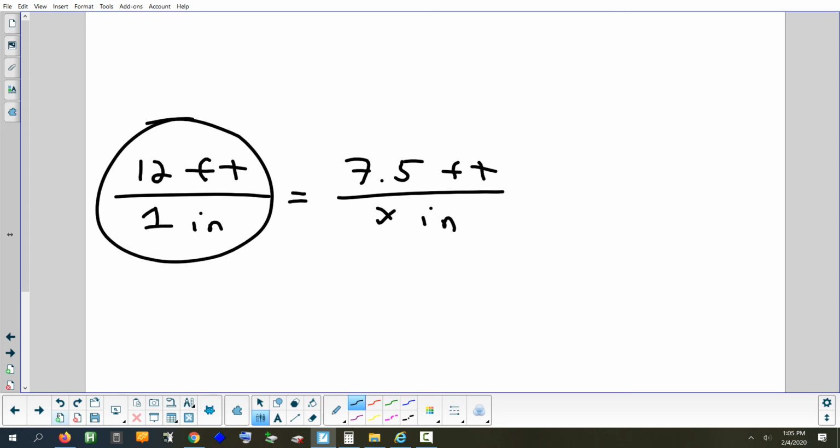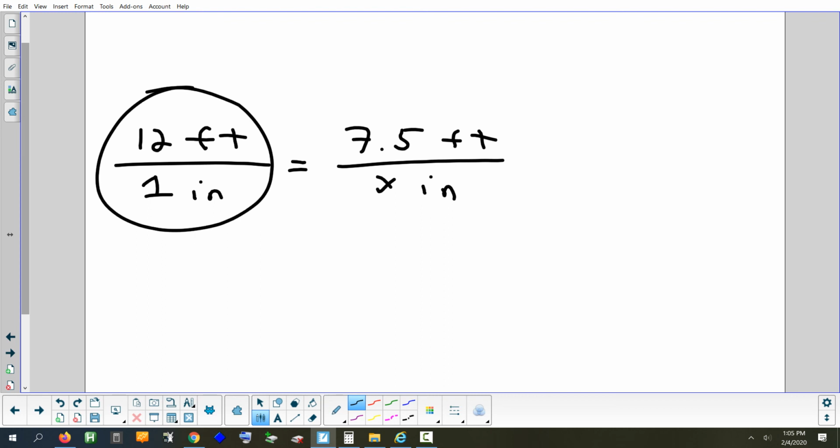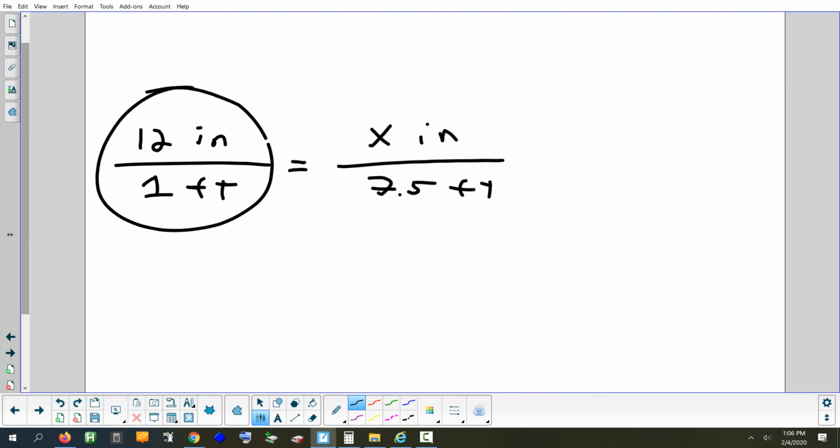Now, does everyone agree that that's true? 12 feet is... No, of course that's not true. Does everyone agree that that's true? Yes. 12 inches, 1 foot. Now I have to fix that. So let's say you wanted to know X inches in 7.5 feet. All that matters is you start with something that's true. Could I do this? Is that true? Yeah, it's the same thing. So it doesn't matter what you have that's true to start with, you just need something.